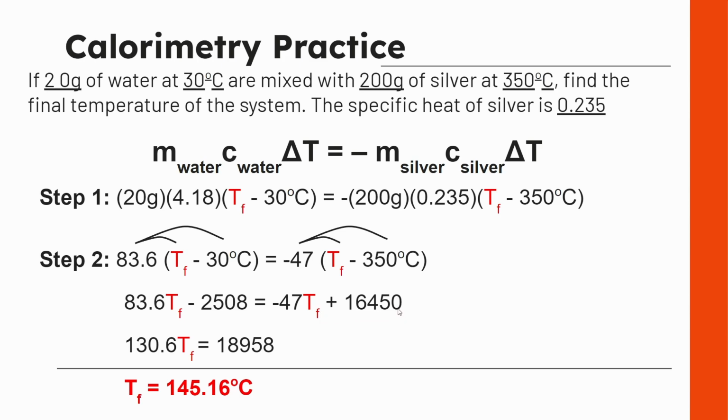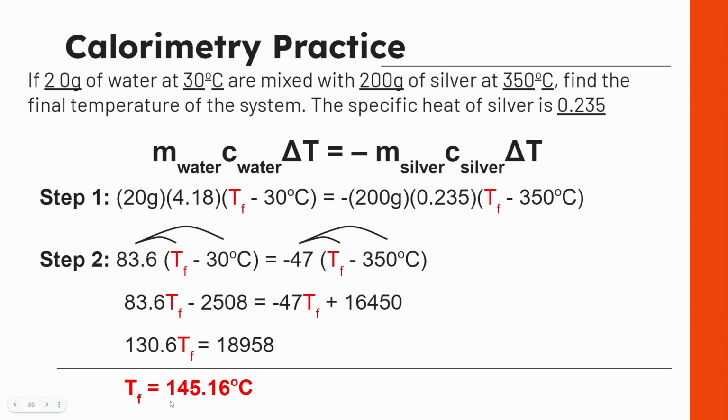Okay, and now I can just keep combining. So if I want to get final temperature on one side, on both sides I can add 47 TF to give me 130.6 TF, and I can add 2508 to both sides to give me 18,958 on this side. Now all I have to do is divide on both sides by 130.6, and that gives me a final temperature of 145.16.